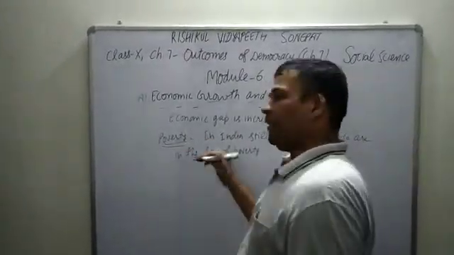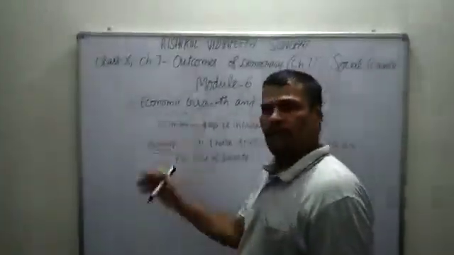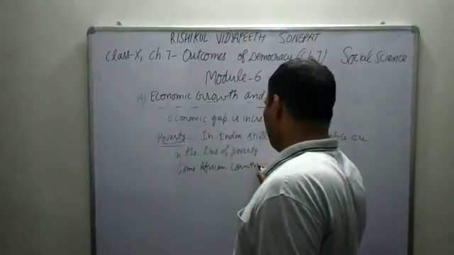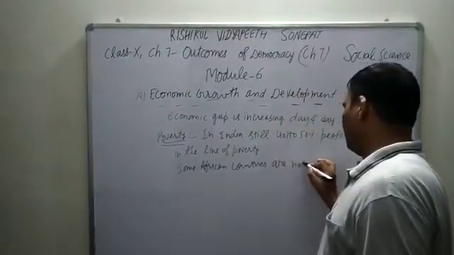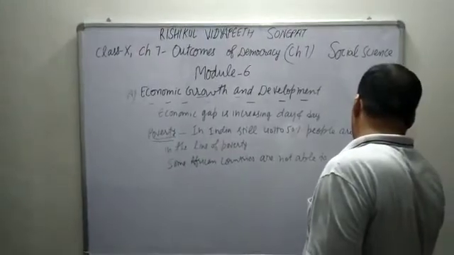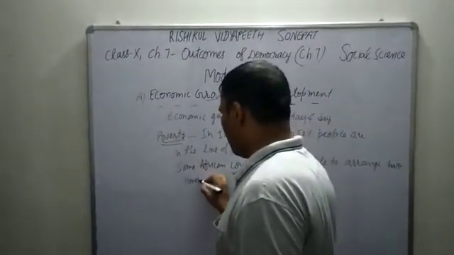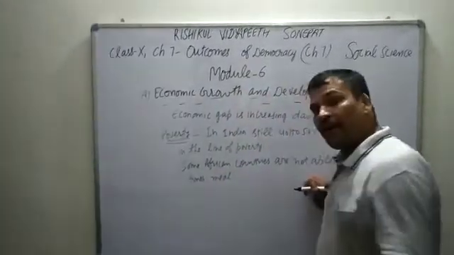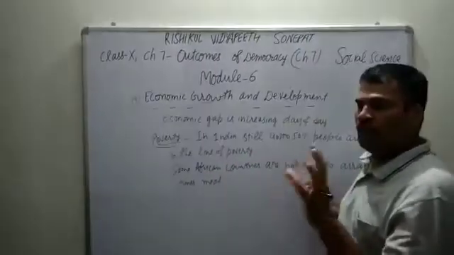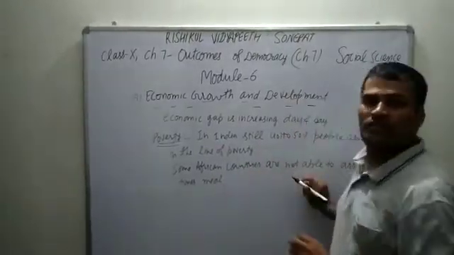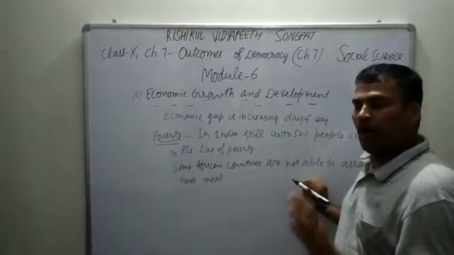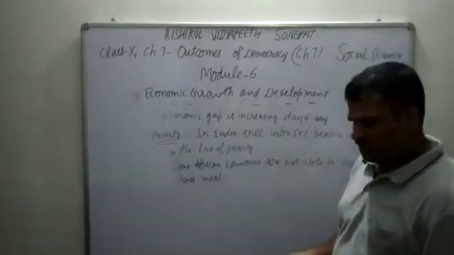Some countries like Bangladesh, Nepal and Bhutan and some African countries are not able to arrange two times a meal. It is also very difficult, and they are dependent on developed countries for the arrangement of food. So this reduction of inequalities and poverty is a challenge for any government, and somehow democratic governments are able to succeed in reducing this poverty and inequalities.